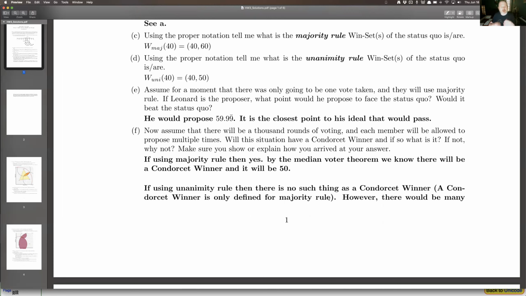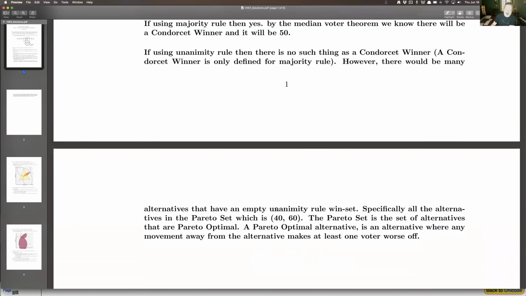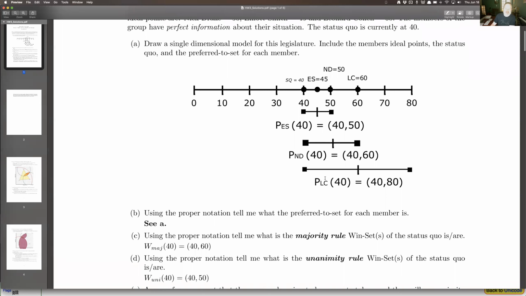But what if we wanted to think about a similar concept? Like, are there any alternatives that can't be beaten in unanimity rule? There are many of those. There are many alternatives that if we got there, they would have an empty unanimity rule win set. Specifically, all the alternatives that are in the single dimensional Pareto set. And you find that in a similar way that you find the Pareto set in 2 dimensions.